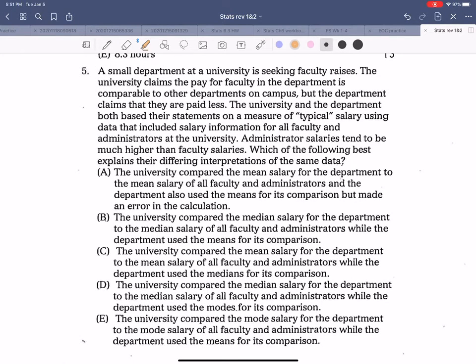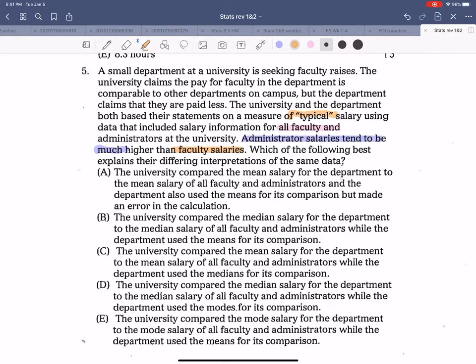A small department at a university is seeking faculty raises. The university claims the pay of faculty in the department is comparable to other departments, but the department claims they're paid less. The university and the department both base their statements on a measure of typical salary, using data that included salary information for all faculty at the university. Administrative salaries tend to be much higher than when we compare them to faculty. Which of the following is the best explanation of their differing interpretations of the same data?